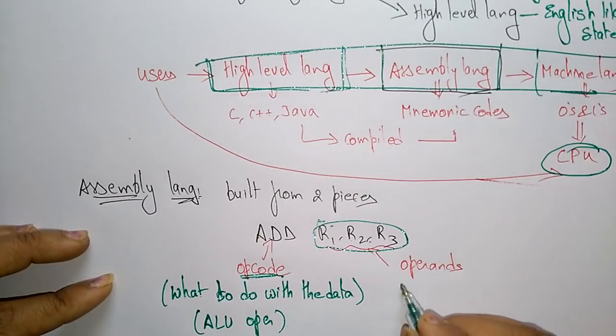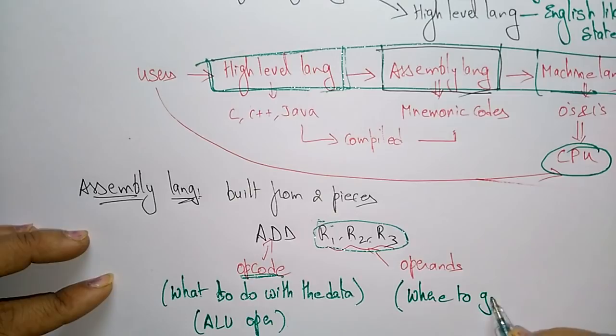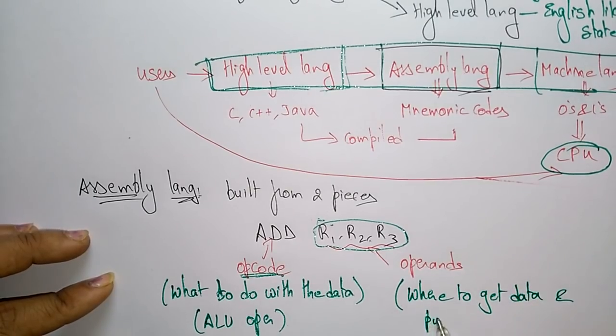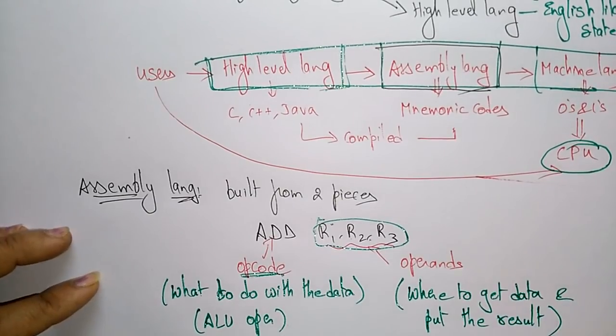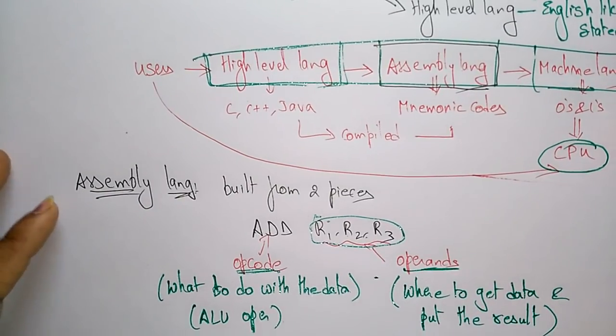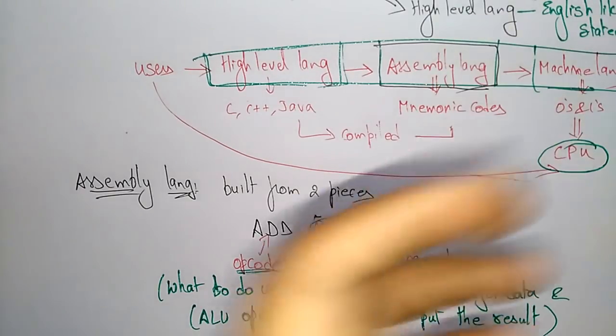Then coming to the operands. Operands say where to get the data and where to put the result. This indicates the operands. So this is how you have to write the assembly language code, a simple statement.